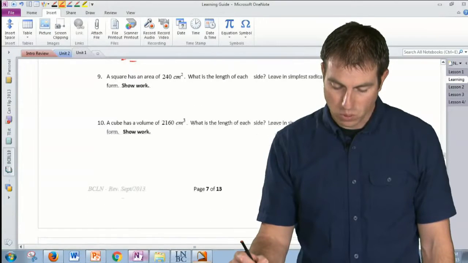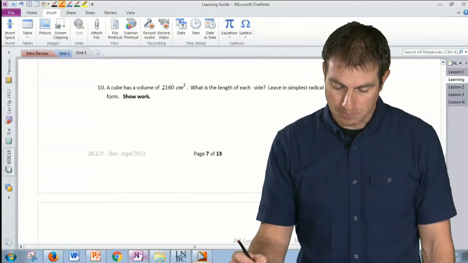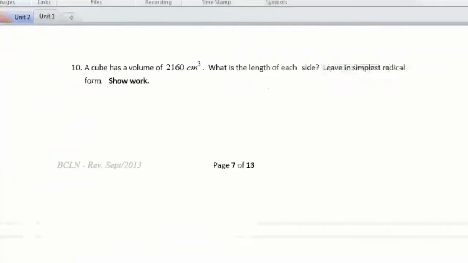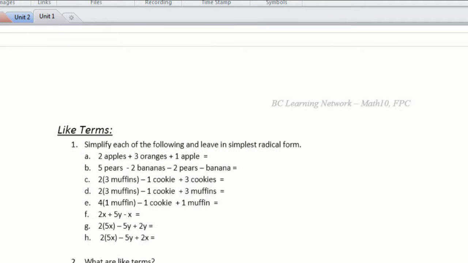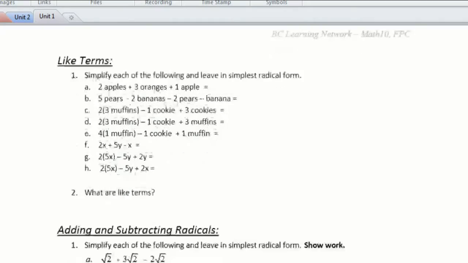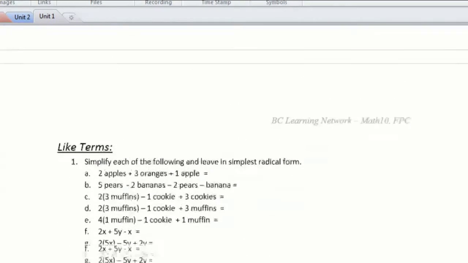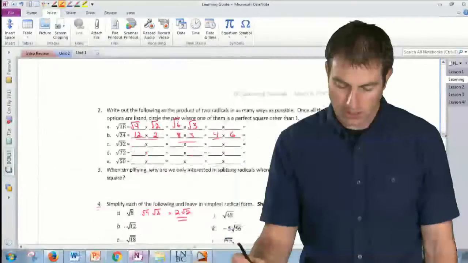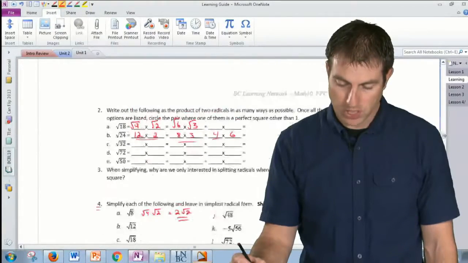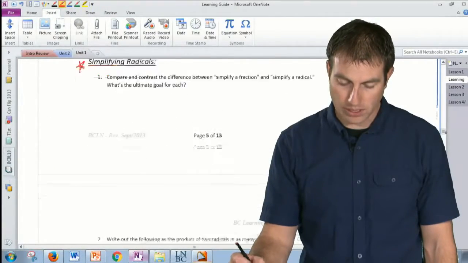And then a couple of questions. Cube has a volume, what's the length of each side? Should be able to do those, I think. Like terms, we'll deal with this next day. So not a ton of work, just a few questions, just some practice. Simplifying radicals, only the one section for today.